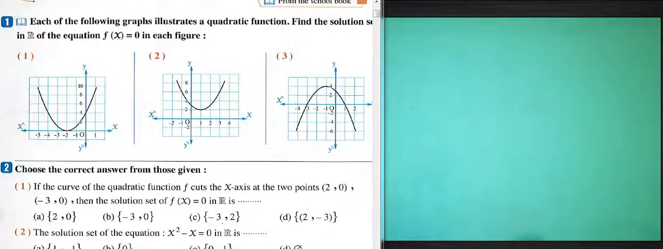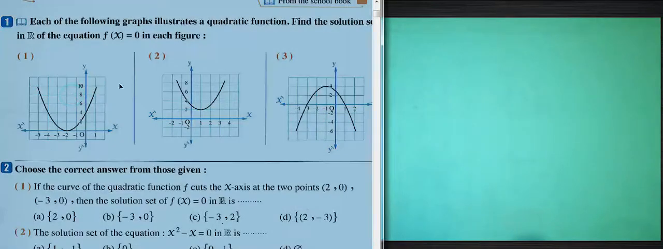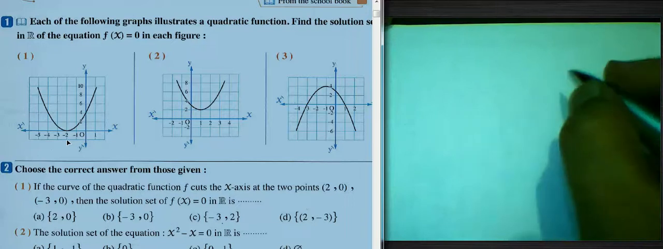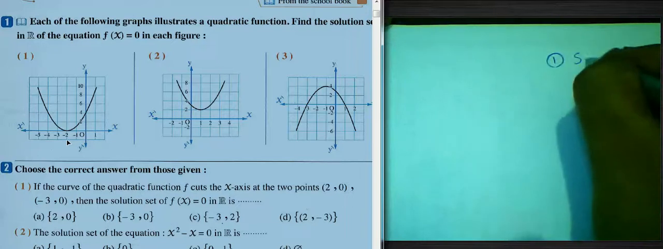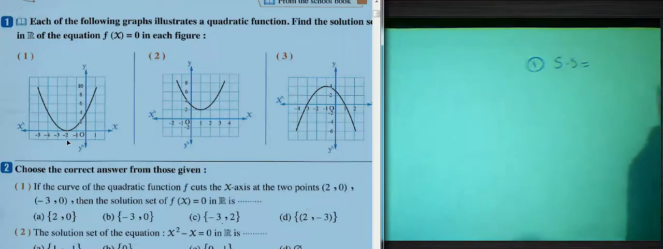Look at this question. Each of the following graphics illustrates a quadratic function. Find the solution set in R of the equation f of x equals 0 in each figure. Look at this curve. It intersects at one point, -2. So the solution set equals {-2}. Number 1, solution set equals {-2}.